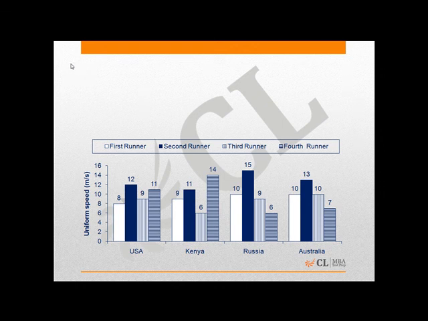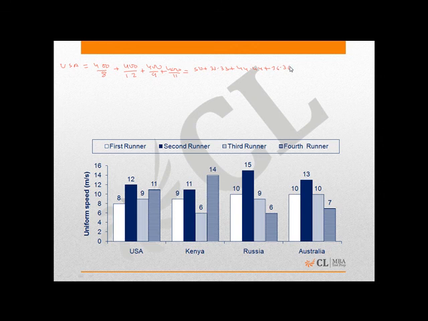For the US, we know that each runner covered 400 meters. So for USA, the time taken by the first runner should be 400 by 8. The graph shows the speed of the runner. Sorry, the second runner took 400 by 12. The third runner took 400 by 9. The fourth runner took 400 by 11, which is equal to 50 plus 33.33 plus 44.44 plus 36.36.